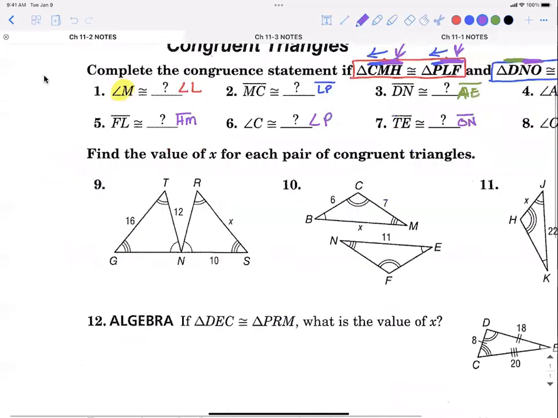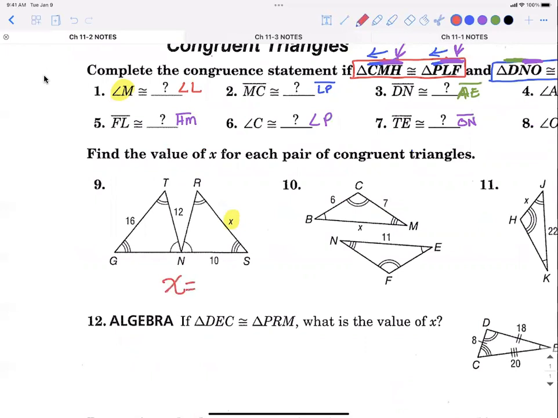Now let's go to find the value of X for each pair of congruent triangles. Well, what I know about congruent triangles is they have the exact same side lengths and the exact same angles. So all I have to do, and it really is this easy, I want to find X, right? I want to find the value of X.